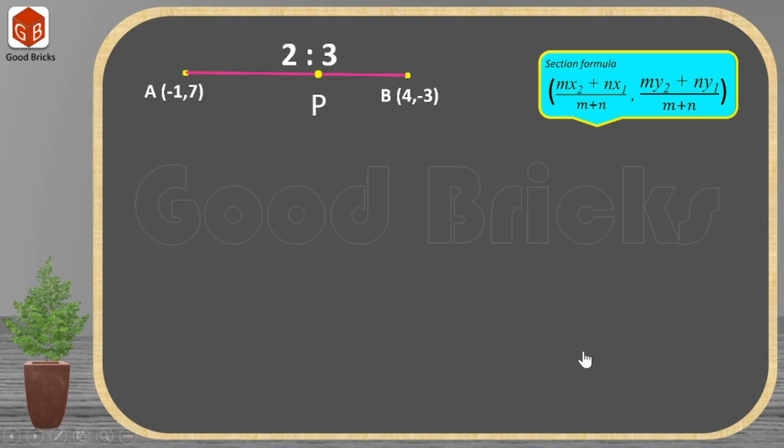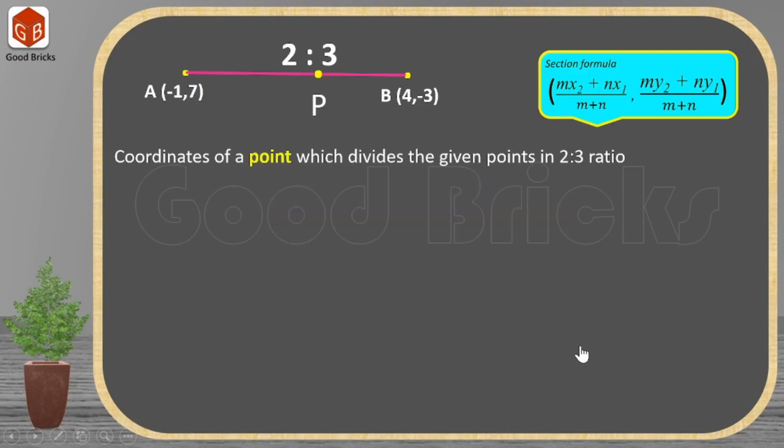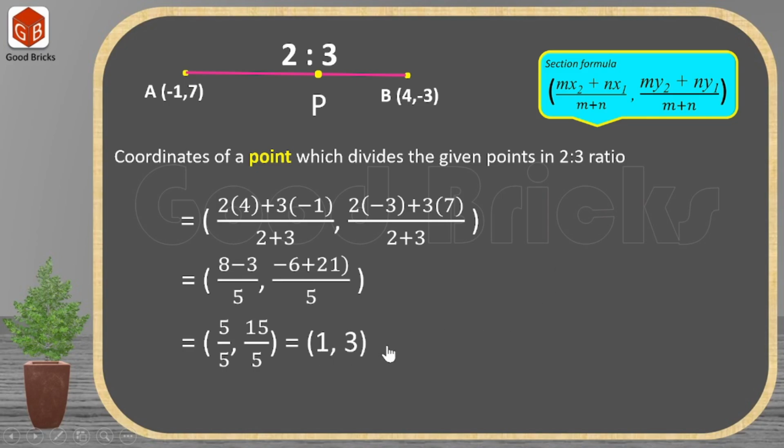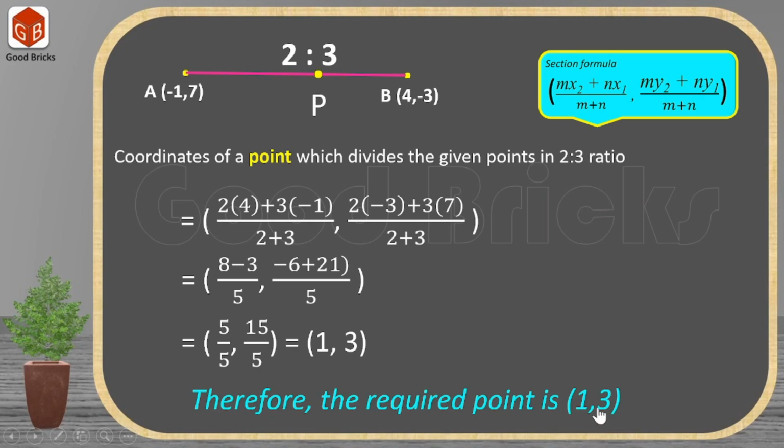So as per this formula, we can write (2 into 4 plus 3 into minus 1) by (2 plus 3) to get the x coordinate. Now to get the y coordinate, (2 into minus 3 plus 3 into 7) by (2 plus 3). So this is how we can use this section formula to find the coordinates of a point. Now when you simplify, you will get 1 comma 3. So this 1 comma 3 is the required point which divides this line segment in 2:3 ratio.